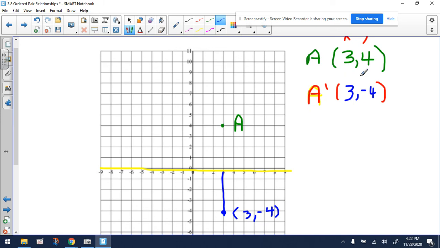All right, so that's just a quick crash course on reflections. Hopefully you found this helpful.